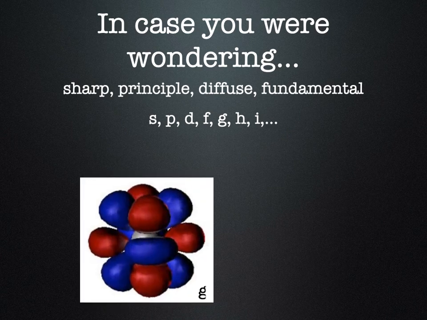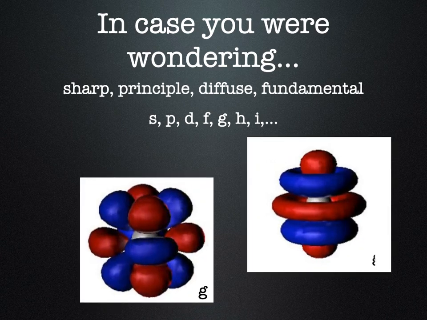G sublevels look like that or like that. And again, those donuts are in the places where the other donuts for the d's and the f's are not. So that's just a little side note piece for you and a little practice with electron configurations.